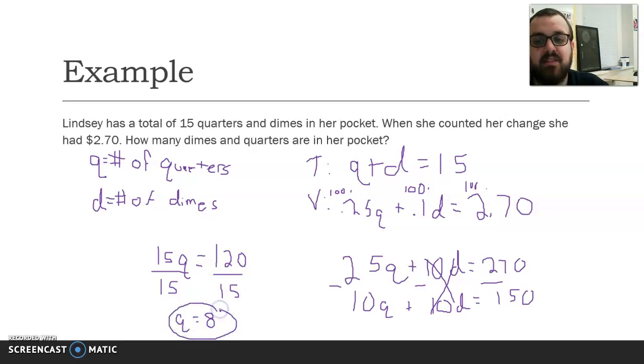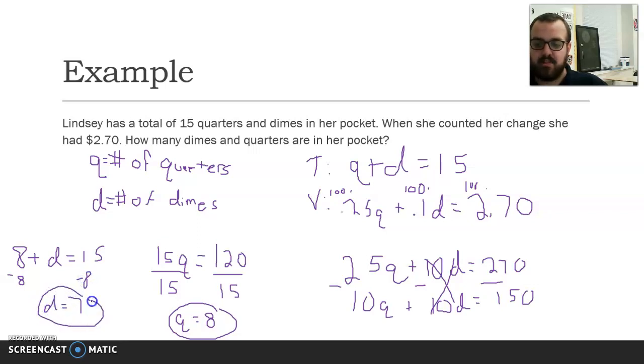Okay. So in Lindsay's pocket, she has 8 quarters. And if she has 8 quarters, we can go ahead and put that into this equation. So 8 quarters plus my dimes needs to equal 15. I get to subtract 8 from both sides, and I'm going to get that she has the dimes that equal 7. So 7 dimes and 8 quarters.